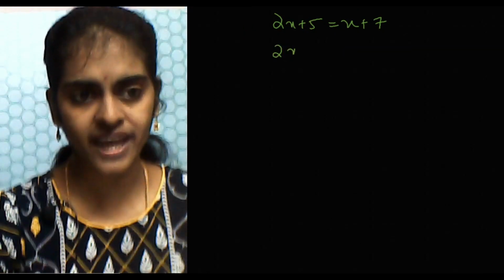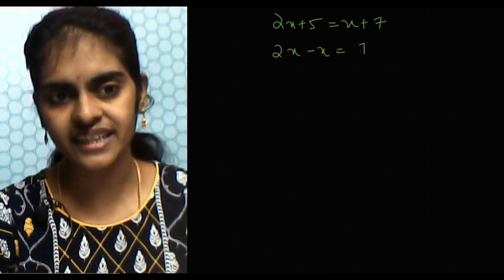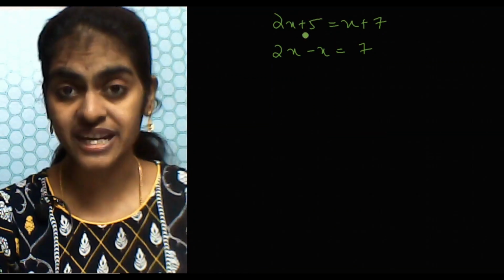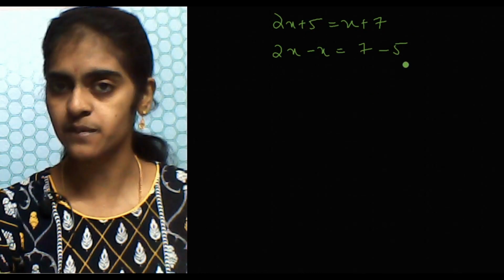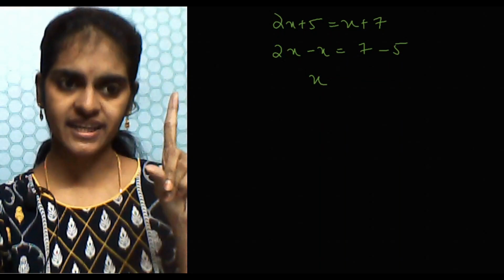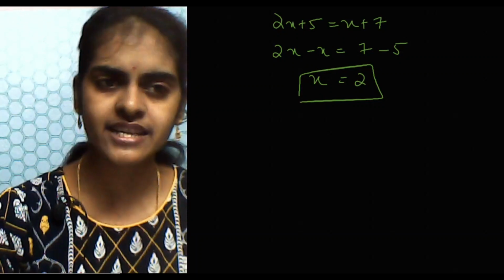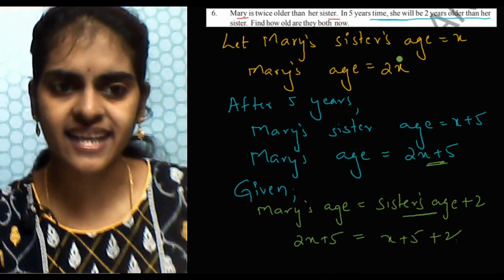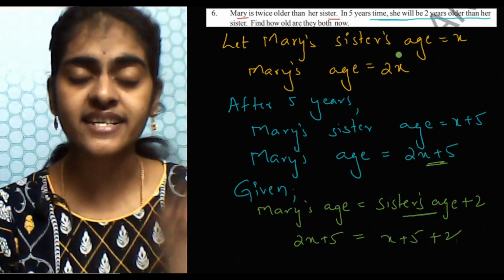So you have 2x minus x is equal to 7 on the RHS. Transpose this plus 5 to the RHS, it becomes minus 5. Plus becomes minus. So 2x minus x is nothing but x, which is equal to 7 minus 5, that is 2. Now what is x? Just go back and see. x is nothing but Mary's sister's present age. I told you it is the present age.